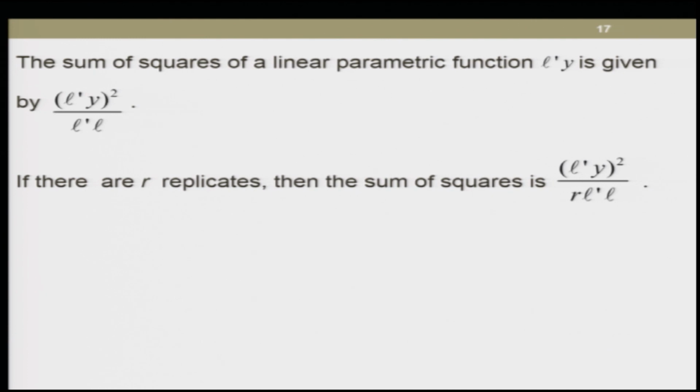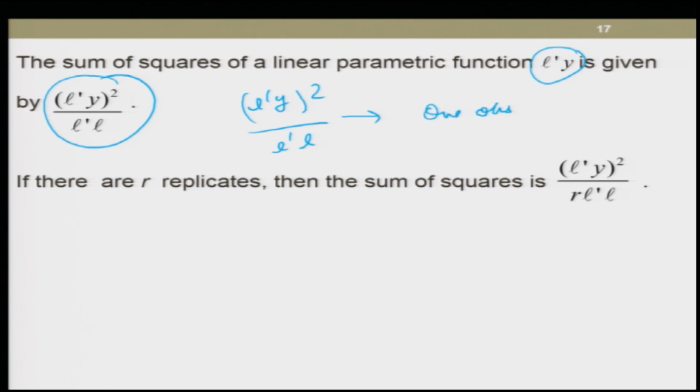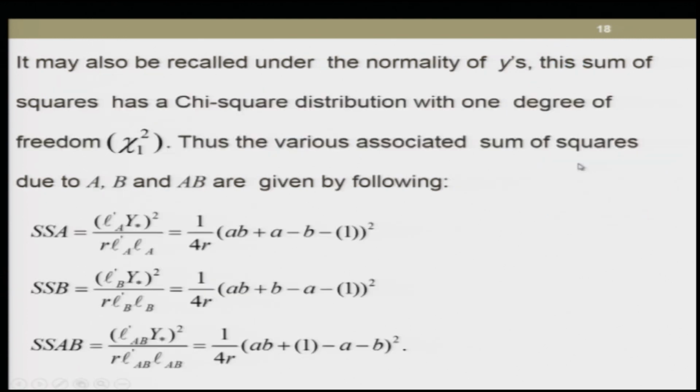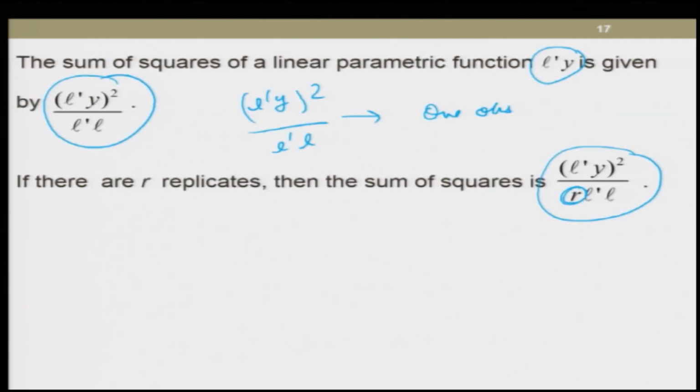So, if there is an estimated L transpose y of the linear parametric function, then the sum of squares of this linear function is computed by this expression, which is (L transpose y) whole square upon L transpose L, right. But this is based on the assumption that there is only one observation for each treatment combination, and if there are r replicates, then this sum of squares will change to this expression, where I have added only r in the denominator. So, this is how we can find the sum of squares.